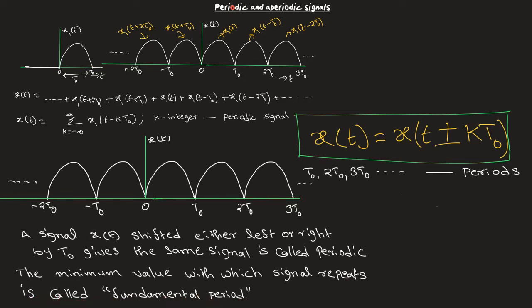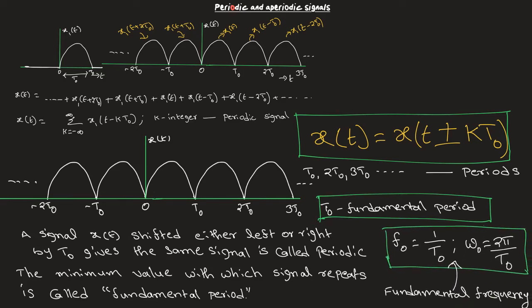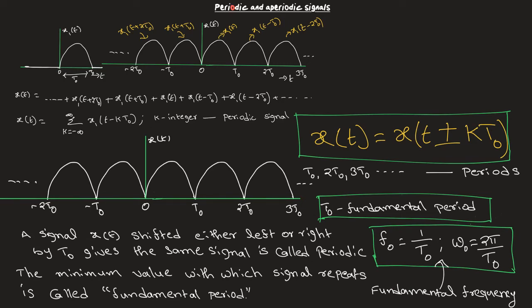Capital T naught is the fundamental period which we have taken here to define the signal x of t. The reciprocal of fundamental period is called fundamental frequency, that is given by f naught is equal to 1 by t naught, or omega naught equal to 2 pi by t naught. This fundamental period or fundamental frequency are very important to identify or to characterize periodic signal. So, periodic signals are always characterized with fundamental period or fundamental frequency.